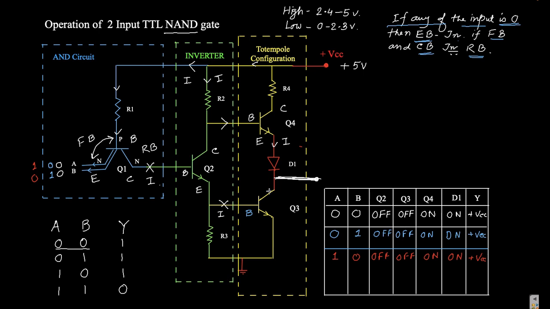Now the fourth case. What is the fourth case? Now considering the fourth case, it is a bit different because we are giving A and B both as 1. That means if we are giving both as 1, then what happens?